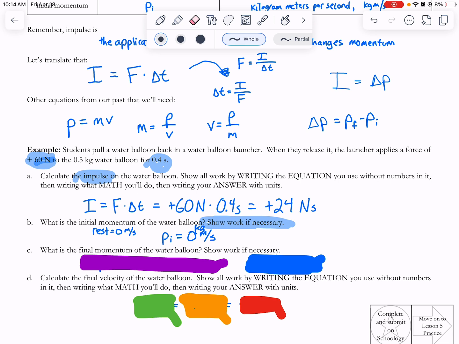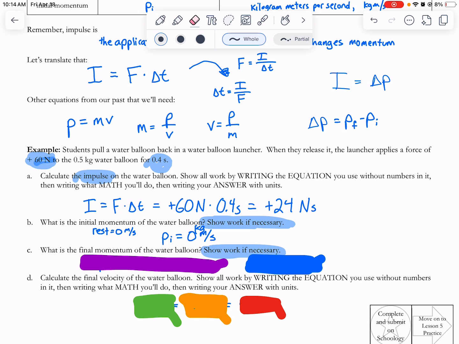You can do that too, okay? Now this next one says show work if necessary also, which means I might be able to think through it, or I might need to write something down also, okay? And so I'm going to do the same kind of thing. It says, what is the final momentum of the water balloon?